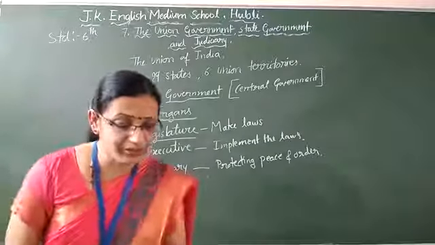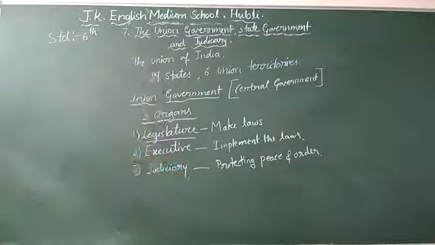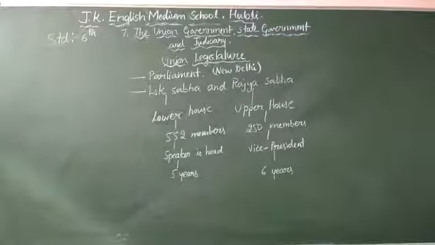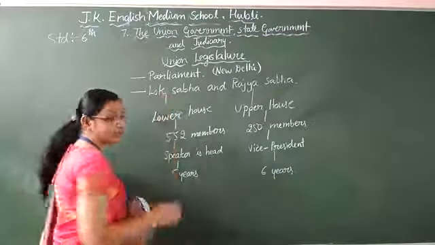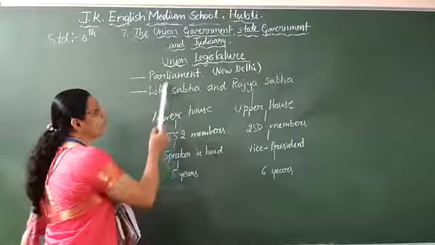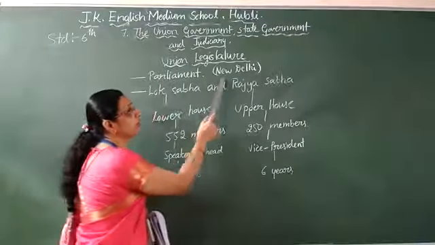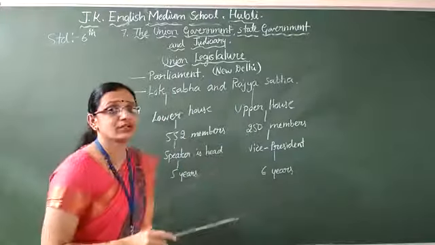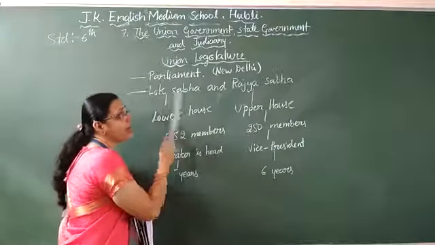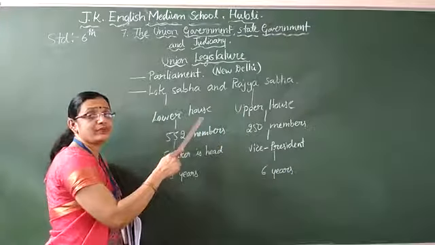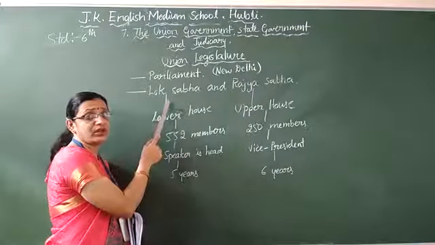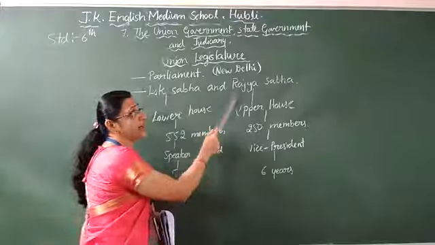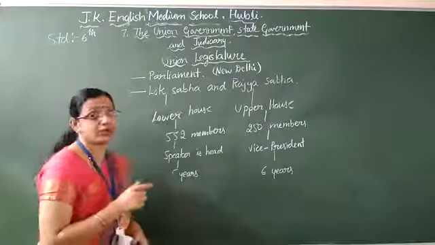Take this down, children. I will write about the Union Legislature. As I said, it is called the parliament. Our parliament is in New Delhi. The parliament consists of two houses, Lok Sabha and Rajya Sabha. Then the Prime Minister and Vice President will be there in the parliament. The parliament consists of all these states.